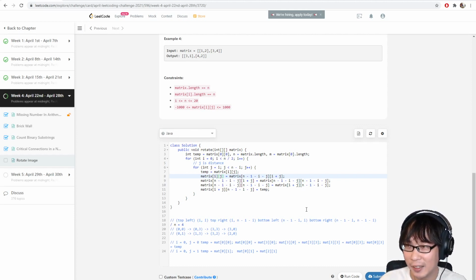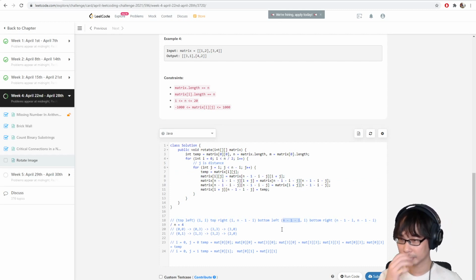Oh my goodness. So for the bottom left, I always start from this, right? And then I will keep minus in J. So it should be minus J, right?